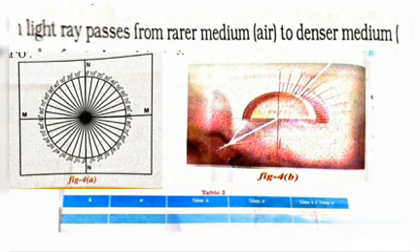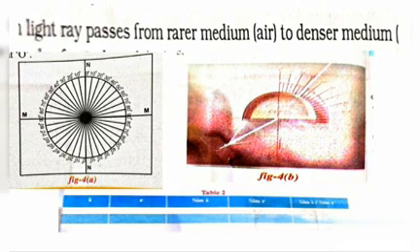In the previous class, we discussed one activity. What is that? When light travels from rarer medium to denser medium, then the refracted ray moves towards the normal. And when the light travels from denser medium to rarer medium, then the refracted ray moves away from the normal. We discussed that. Now we will observe that with one activity.